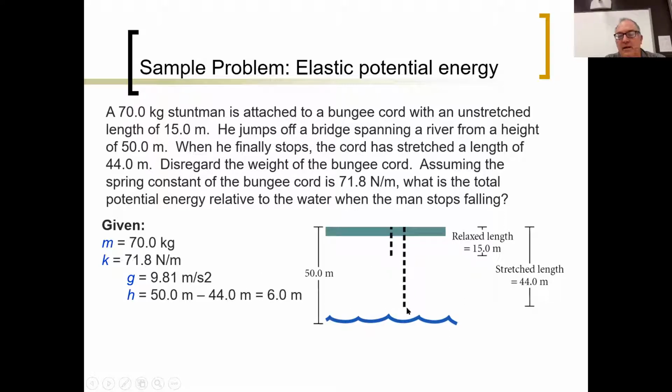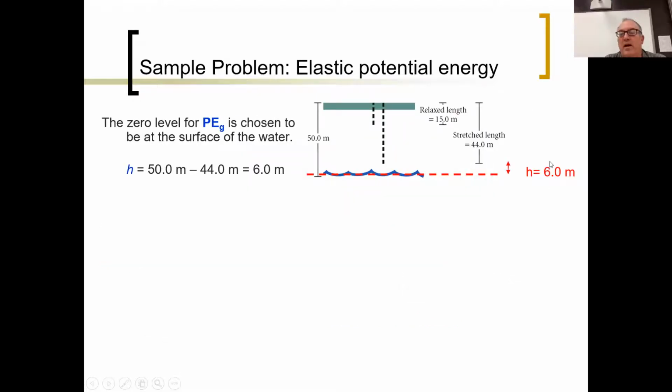We have the height that the bungee jumper actually has above the water. And then we have the distance that the cord is compressed or stretched, and in this case, it's the stretched part of the bungee cord that we are interested in for potential energy. So again, we have the 6 meters he's hanging from. And we know that there are two types of potential energy in this problem.